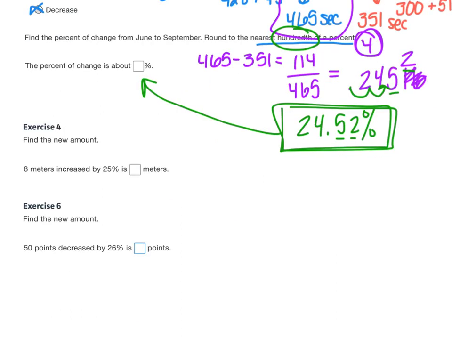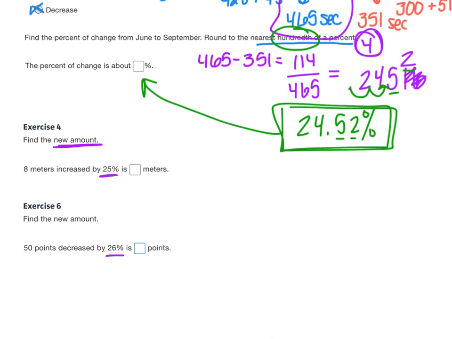Now, our next 2 problems actually lead into what our next section is going to be over, which is discounts and markups. So let's figure out how to do this. This is not a percent change because they've already told us what the percents are for both of these. So we already know what the percent change is. We just have to find out what the new amount is going to be.